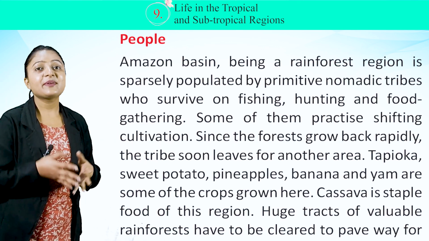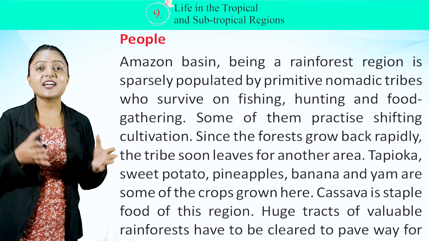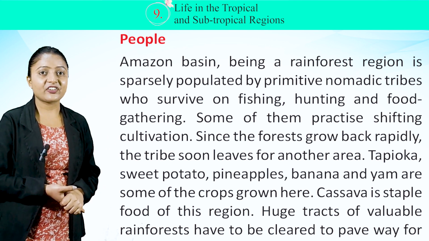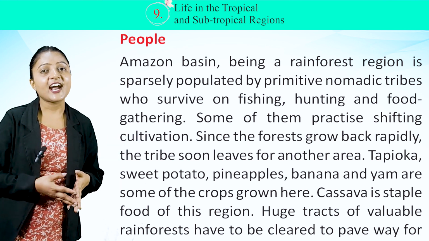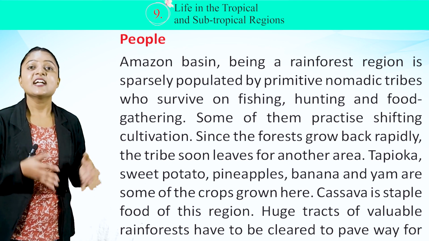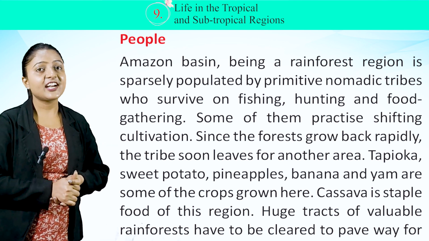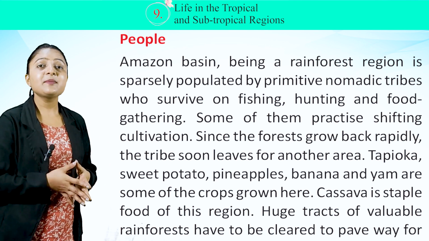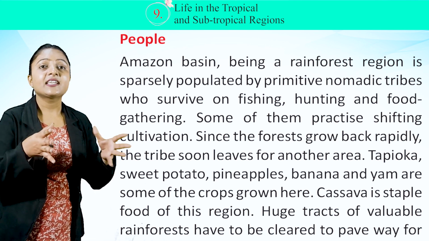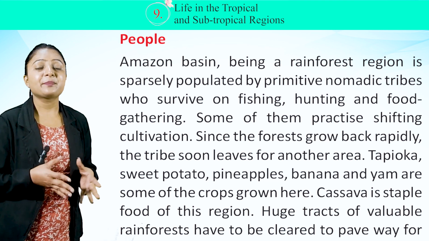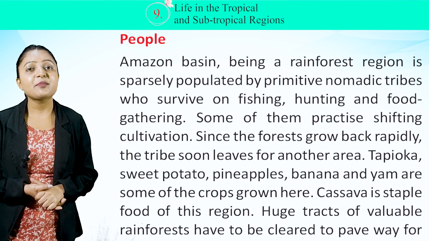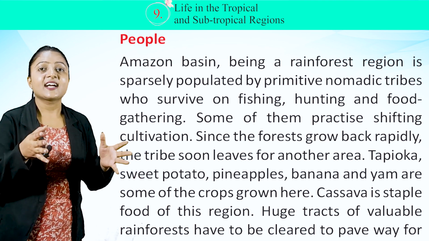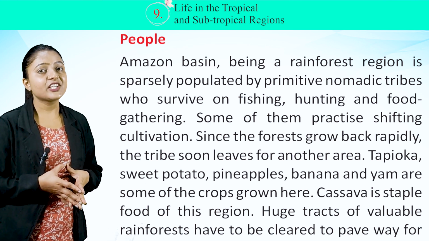People. Amazon basin, being a rainforest region, is sparsely populated by primitive nomadic tribes who survive on fishing, hunting, and food gathering. Some of them practice shifting cultivation since the forest grows back rapidly. The tribe soon leaves for another area. Tapioca, sweet potato, pineapples, banana, and yam are some of the crops grown here. Cassava is staple food of this region.